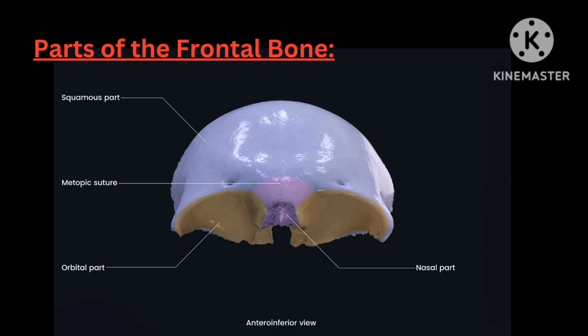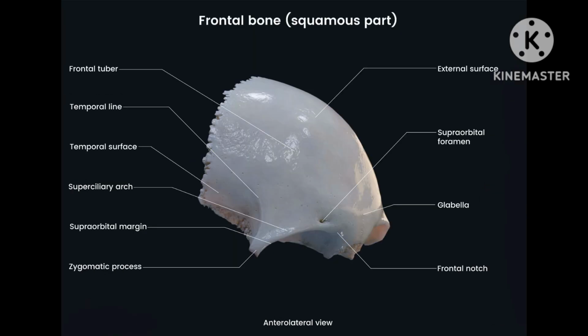Anatomy of the frontal bone. There are three parts of the frontal bone. The squamous part of the frontal bone is the largest part of the bone, and it forms the area of the forehead. The squamous part houses the frontal sinuses. The pair of sinuses are separated by a septum and are located above the orbits. It also contains the frontal eminences and glabella.